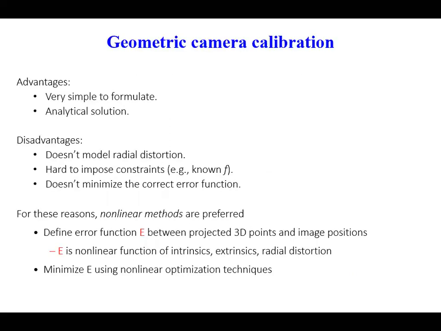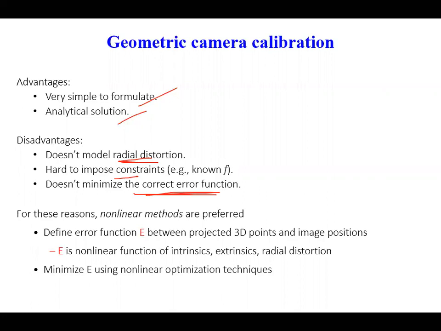We know now how to get the pose. We get everything. So what are the advantages? It is very simple to formulate an analytic solution. But is there a particular problem that we may face? Yes. It doesn't model any radial distortion, as we will see shortly. It is a little bit hard to impose constraints, since according to the equation that I have solved, I can't impose constraints. In addition, it is not minimizing the correct error function, and we'll see this shortly.